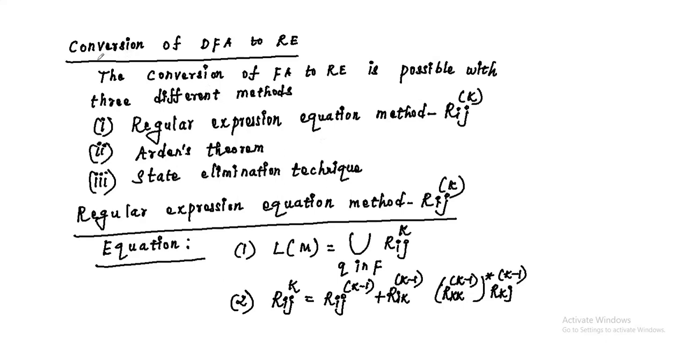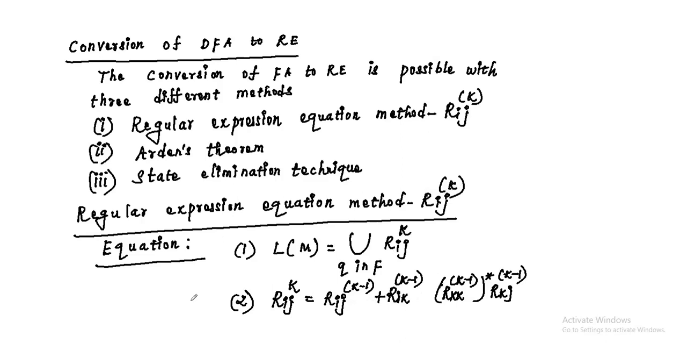The topic is conversion of deterministic finite automata to regular expression. The conversion of finite automata to regular expression is possible with three different methods. First one, regular expression equation method, Rij raised to the power k. Next, Arden's theorem, and last one, state elimination technique. Coming to the first type, regular expression equation method, Rij raised to the power k.